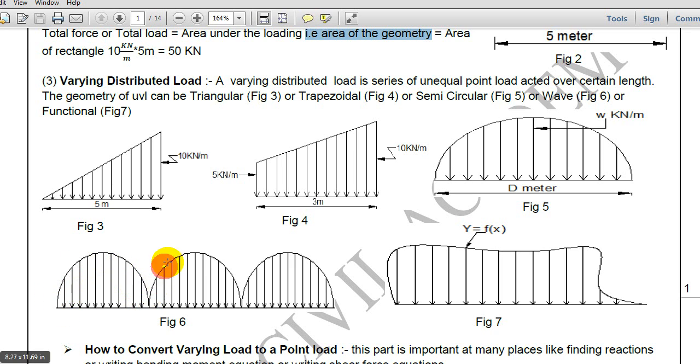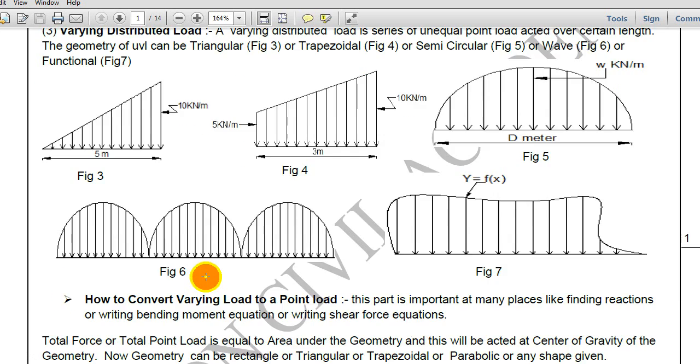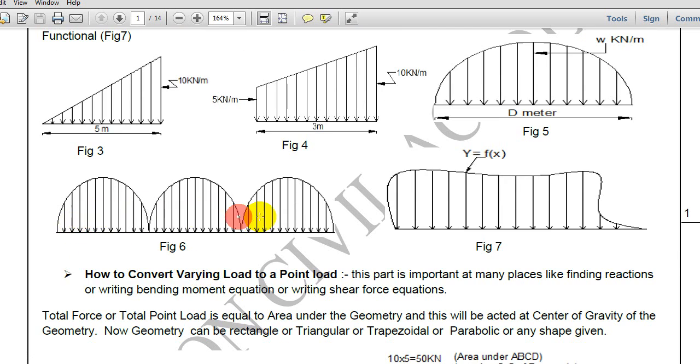Similarly, if a load is a cosine, then also we have to find the area. Mostly in civil we don't find this type of loading in static analysis, but if we have to do dynamic analysis, then sometimes we need these types of loadings. So for any function y equal to f(x), we can say that the total load will be the area under this loading, and it will act at the center of gravity.